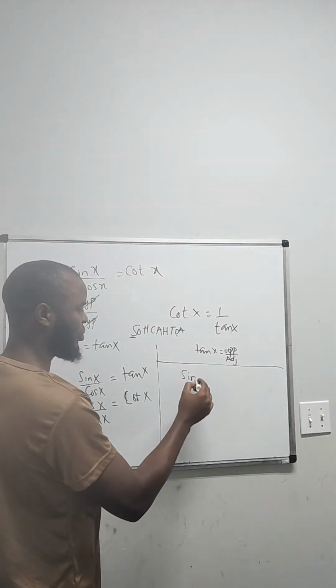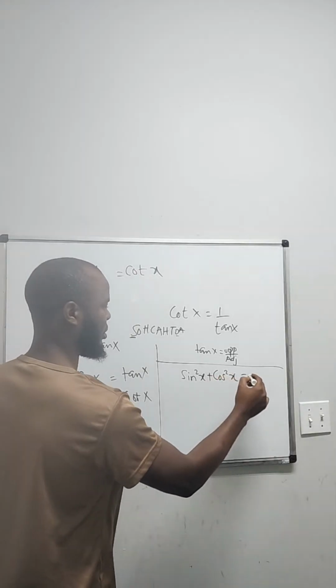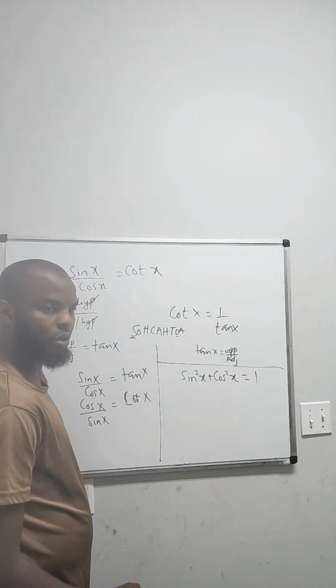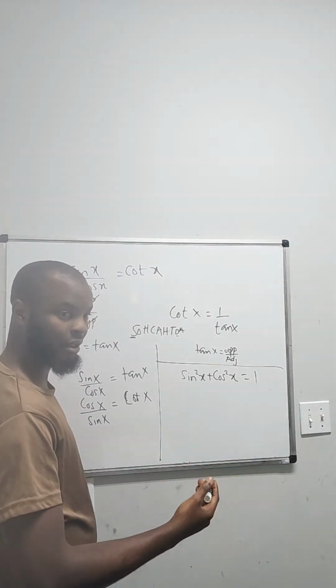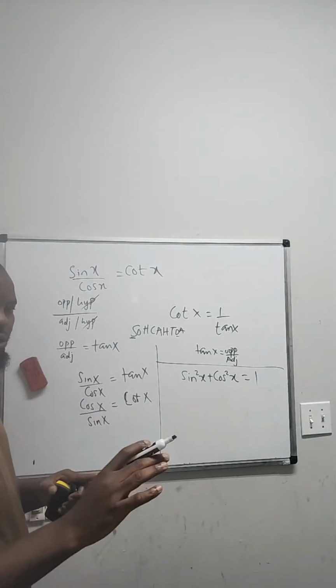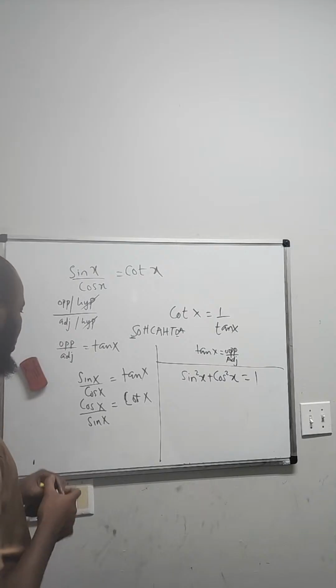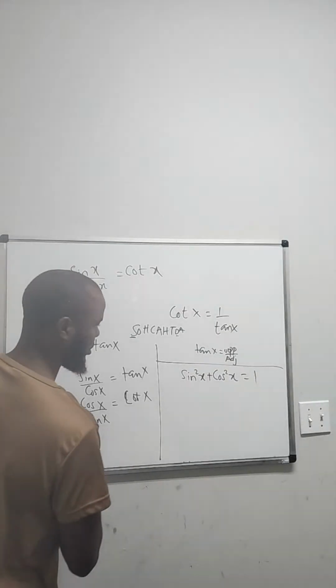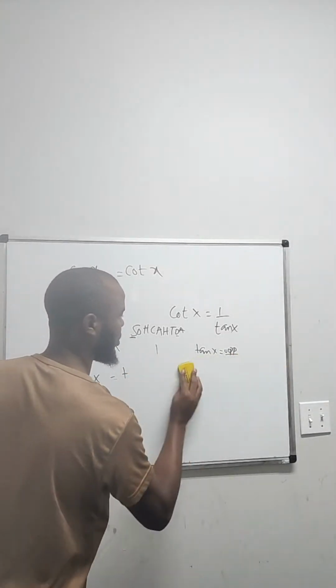We have sine square x plus cos square x equals 1. You have cosec square x, we have secant square x. If you delve into that, we are moving into advanced trigonometry, which you might not need. So that's it. Now let's go back to what we have for today, which is variations.